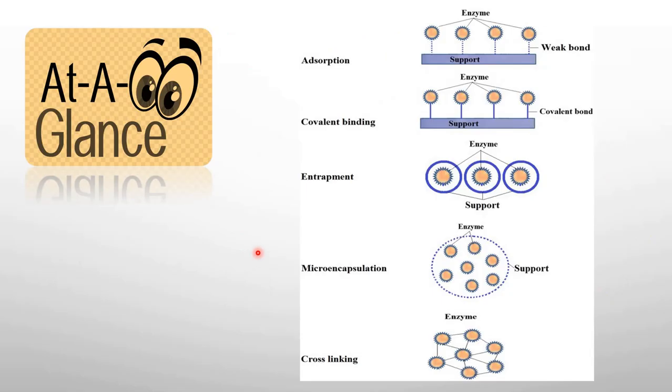So at a glance, the enzymes can be immobilized onto a surface. It may be by adsorption, which is a physical method, or by covalent bonding, as we discussed, which is a chemical method, or by entrapment with synthesized substances, or microencapsulation, or use of liposomes made of natural lipid molecules, or we can also go for cross-linking.